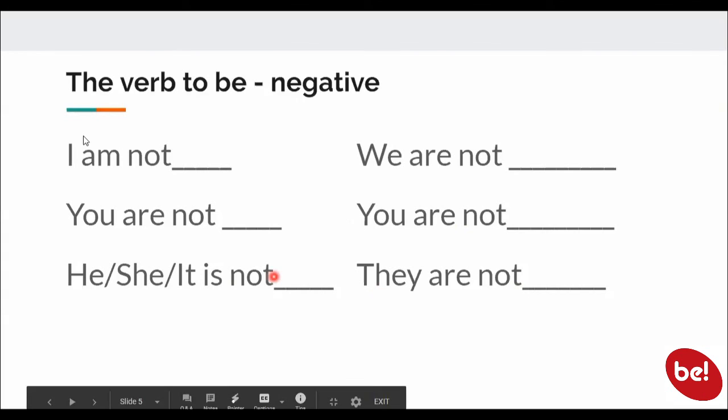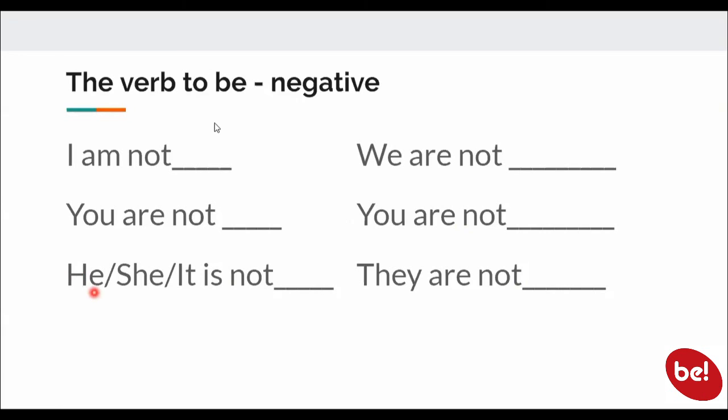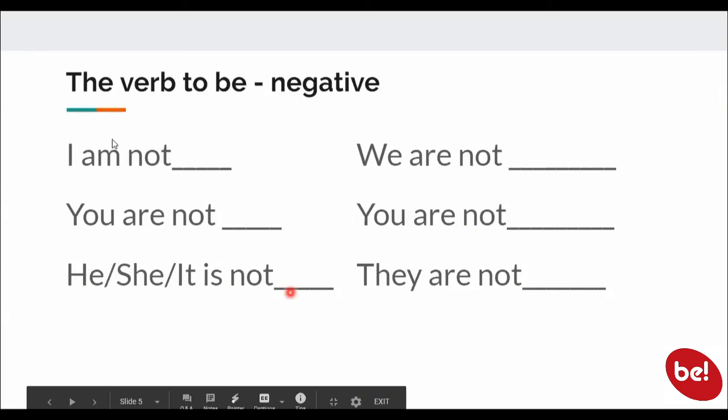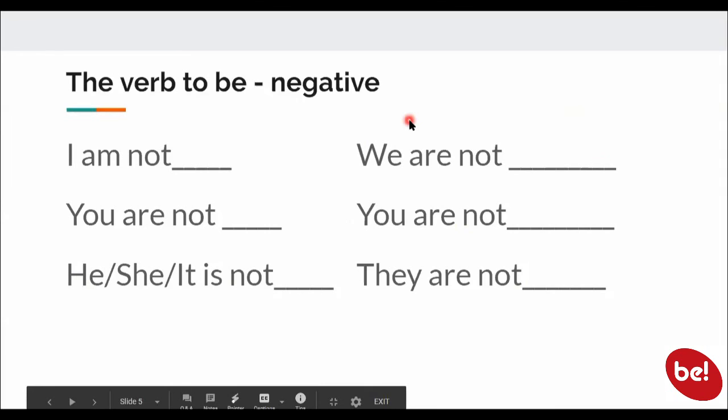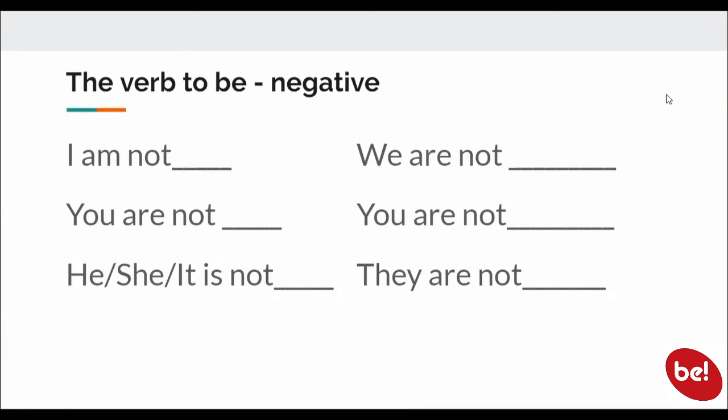Remember, this side here, these are all the singular, okay, when we talk about one person. This side, the plural, where we talk about more than one. So to give you an example, okay, I can say, I am not Bruno.